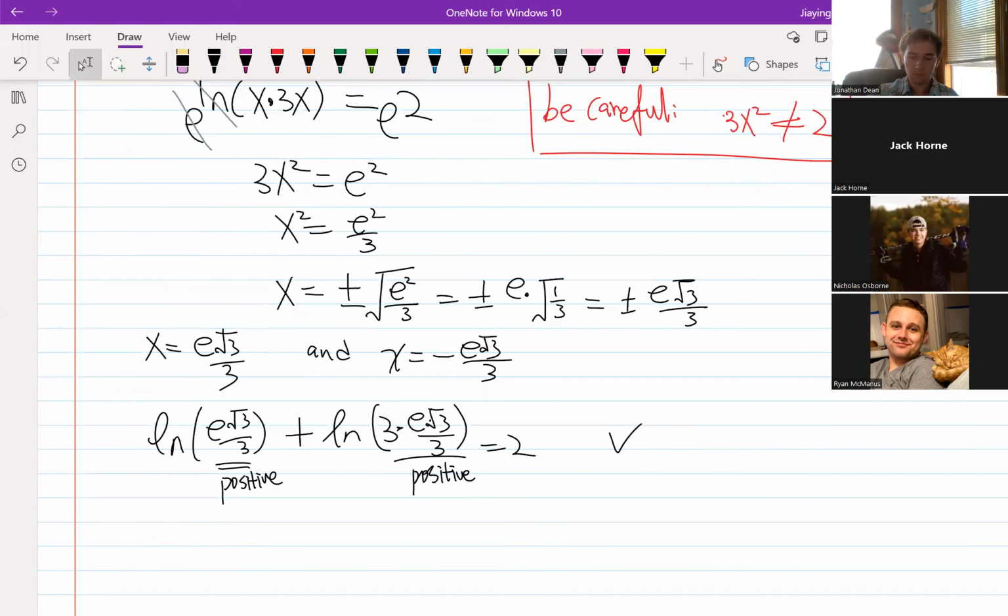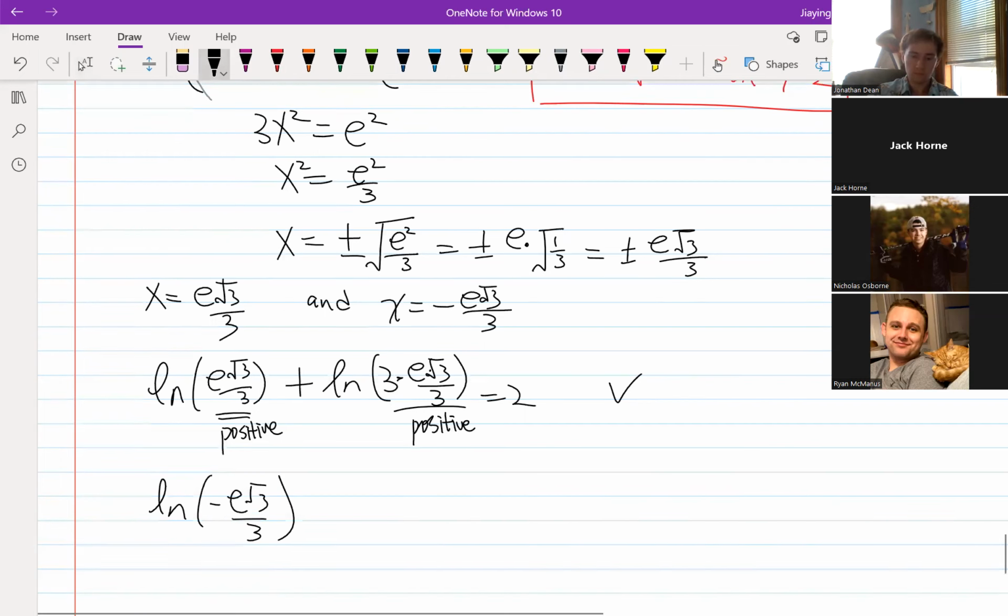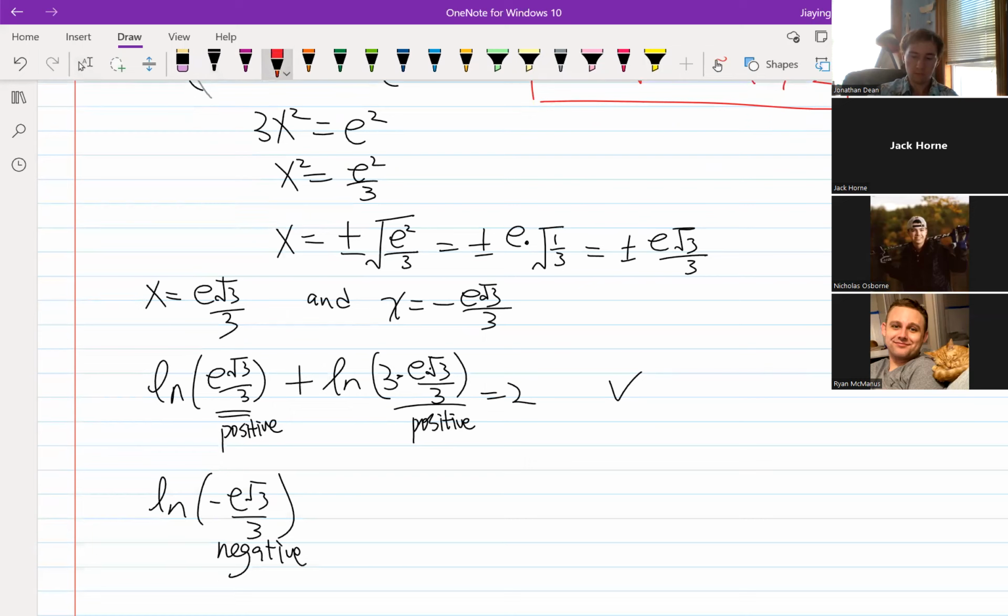All right. So what about the negative? Well, when we put the negative x value in there, we get natural log of negative e to the root 3 over 3. That's a problem because this is negative. It's not okay to have a negative inside the natural log. So x equals negative e to the root 3 over 3 is not a solution. So the only solution we have is e to the root 3 over 3.